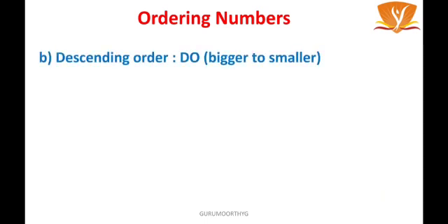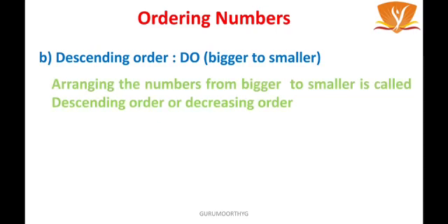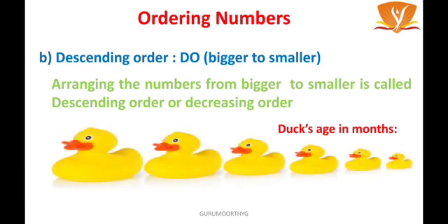Yes, we can also order the numbers or arrange the numbers from largest to smallest number. This arrangement is called descending order or decreasing order. So, when we arrange the numbers starting from the largest number to the smallest number, we say arrange the numbers in descending order. Like, see, these ducks are arranged from the largest to smallest number. So this arrangement is of this number in descending order.